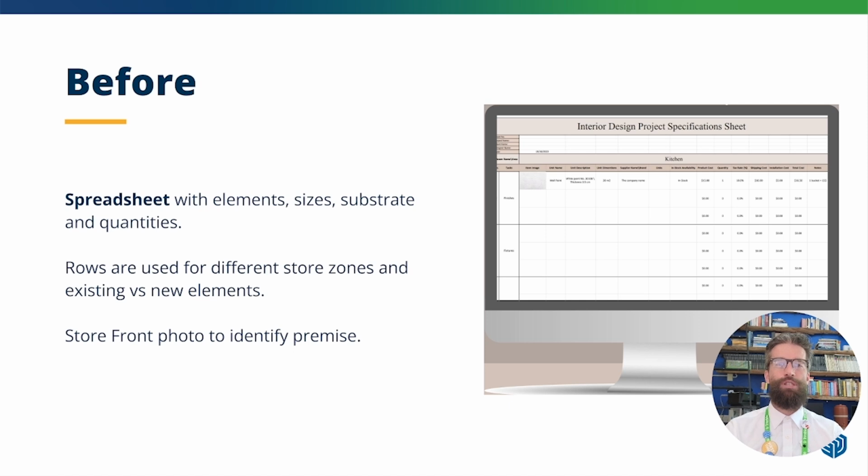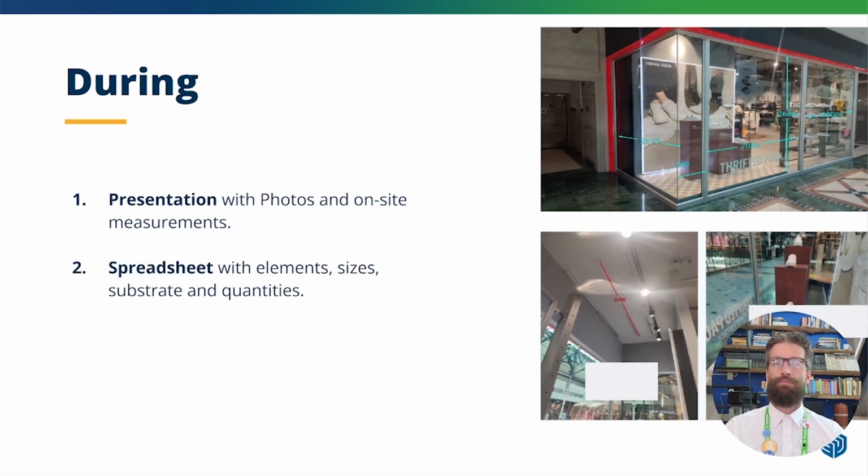So how were they using their spreadsheets? Well, it had all the elements, the sizes, the substrates, and the quantities. It had rows for different store zones versus new and existing elements. And it had the storefront photo to identify the premise. So you can see that it's difficult to engage with much more visual information than just a storefront photo, right? You can't navigate through that photo. That is a still image.